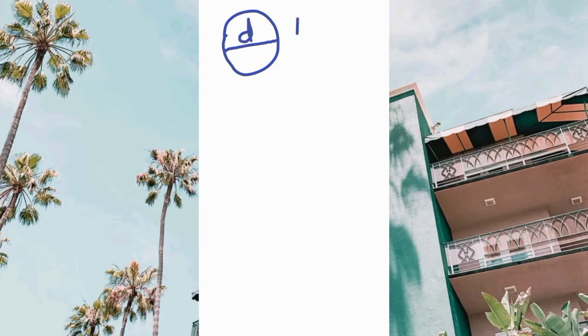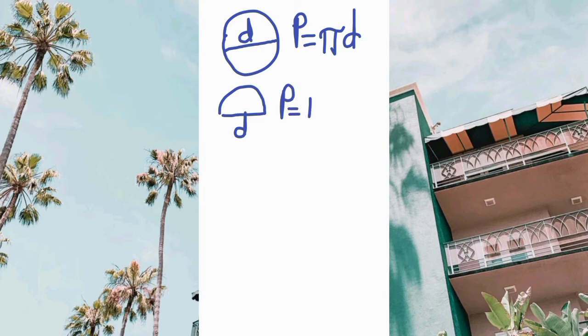So here we have a full circle with the diameter, and the perimeter of this full circle is pi times diameter. Here we have our semicircle, and it also has a diameter. So the perimeter of this semicircle is pi times d divided by 2 because it is half a circle. And because our diameter is exposed to the outside, we are going to add our diameter. Remember that perimeter is the distance around the shape.